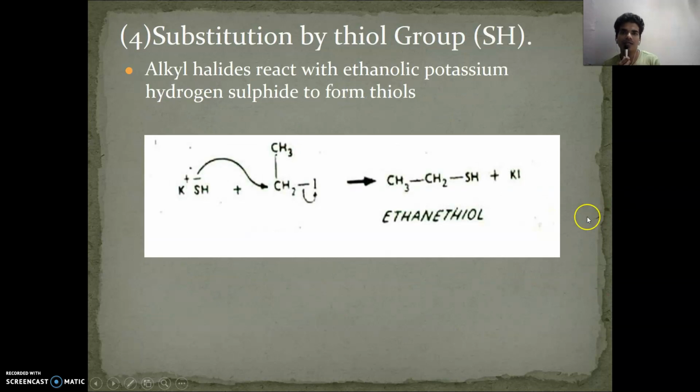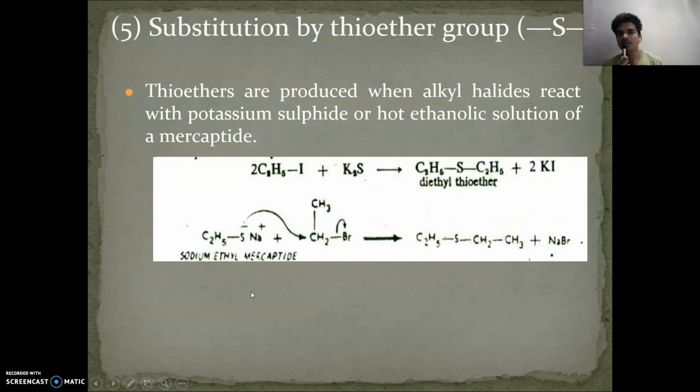The next is substitution by the thio group. Alkyl halide reacts with ethanolic potassium hydrogen sulfide to form thiols. So it will easily give the thiol compound by this reaction. Then substitution by the thioether group. Thioethers are produced when the alkyl halide reacts with potassium sulfide, or in a hot ethanolic solution of sodium ethyl mercaptide, it will give the thioether compound.